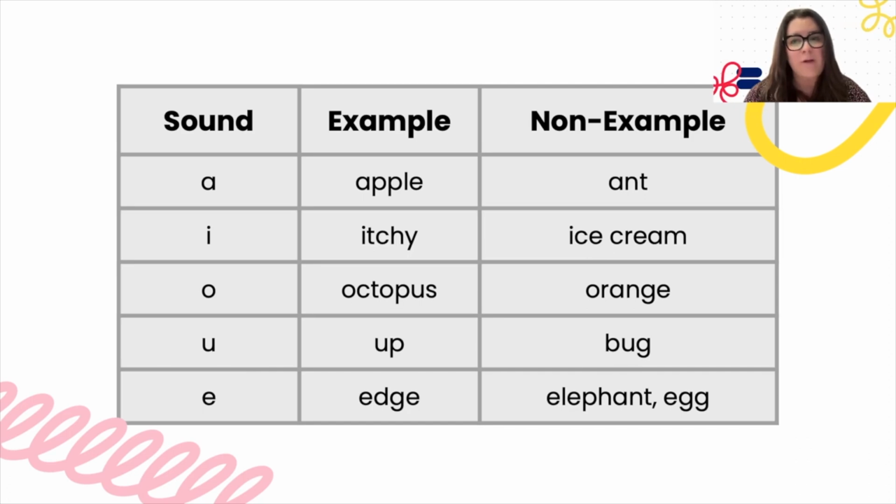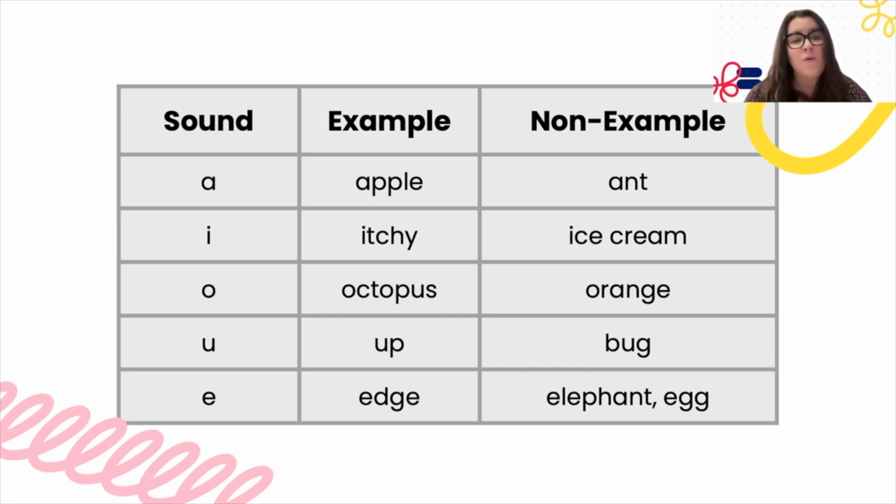Notice apple versus ant. For short I, we could use itchy as a keyword. We wouldn't want to use ice cream since it doesn't actually provide students with an example of the short I sound. For short O, we would want to avoid a keyword like orange, since the R in orange distorts the short O. For short U, up is a better option than bug, since u is in the initial position in up, making it easier for students to identify.